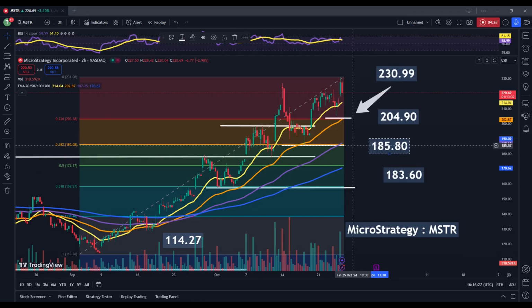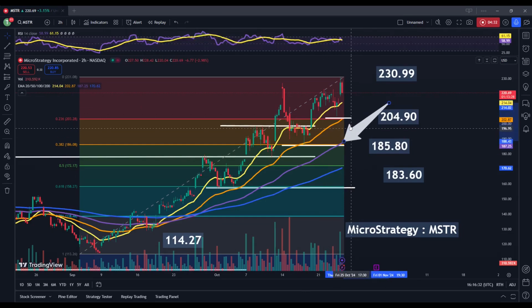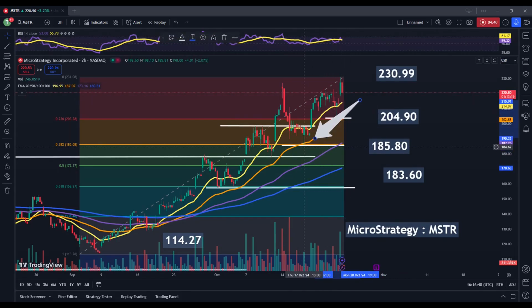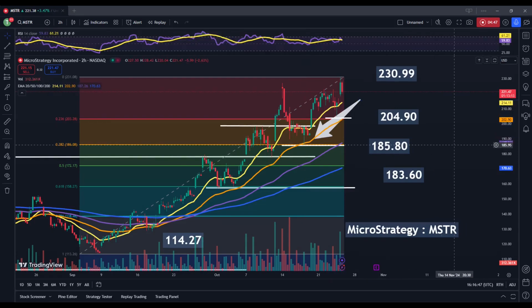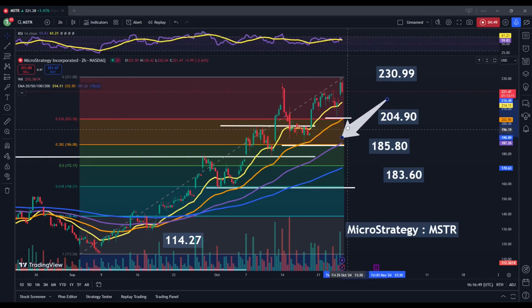As we can see, this 38.2% fib retracement level is also coinciding quite closely, not only with this 100-period exponential moving average, which is this purple line here, but also with the price lows that were developed during the October 17 trading session, which came in at 185.81. So, there's a lot going on here right around the same area.